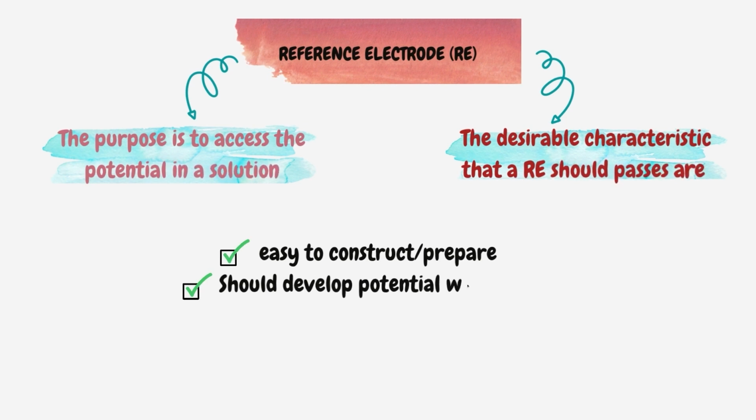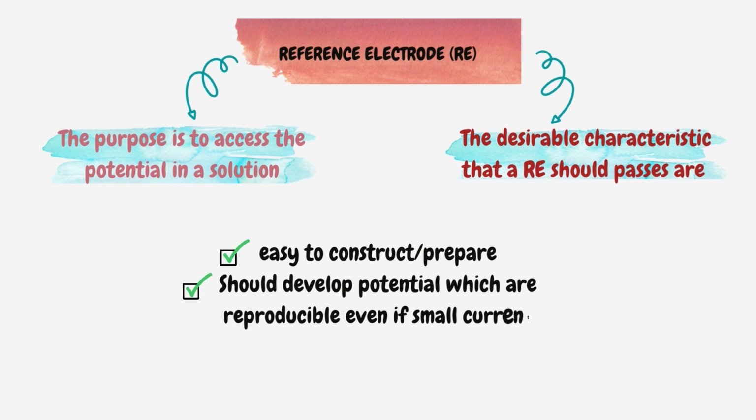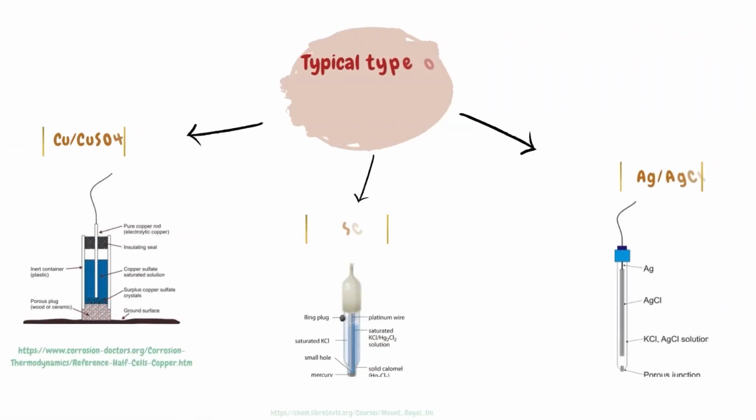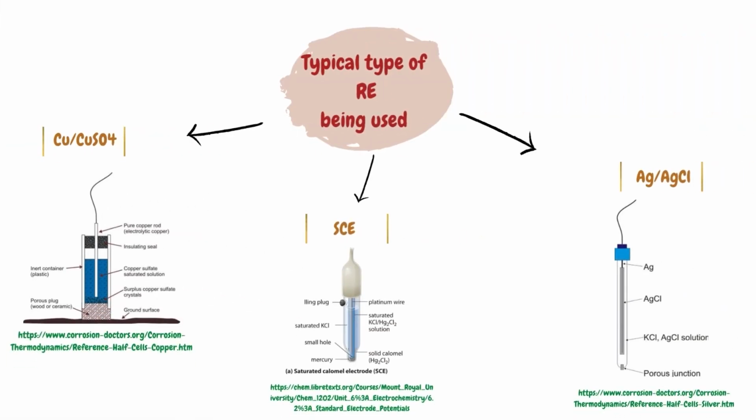The RE should possess some desirable characteristics so that it will function well. It must be easy to construct or prepare and also should develop potentials which are reproducible even if small currents are passed. As we can see here, these are the most common types of reference electrode being used. The first one is the copper-copper sulfate reference electrode, followed by the saturated calomel electrode and the silver-silver chloride electrode.